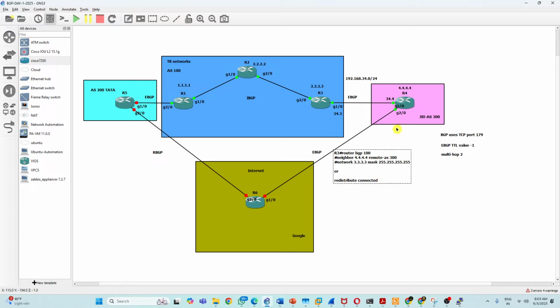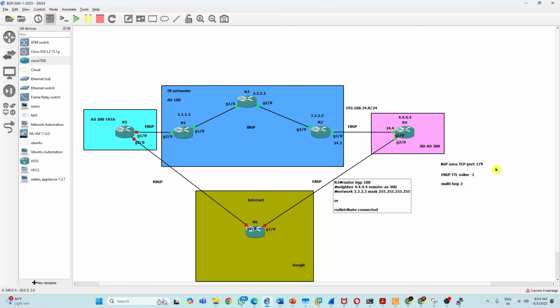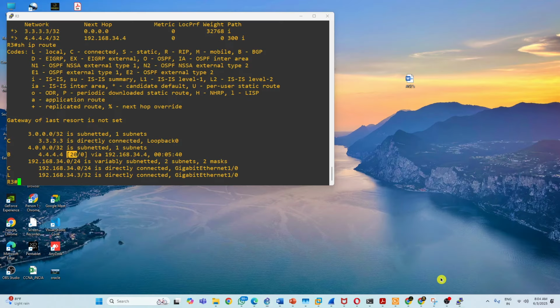To get reachability, what do you need to do? You need to configure a static route here. Then only you will get reachability, and then you will establish BGP. Understand? You also need to give a multi-hop value for 34.3, 34.4. So let me show you what a multi-hop value is.